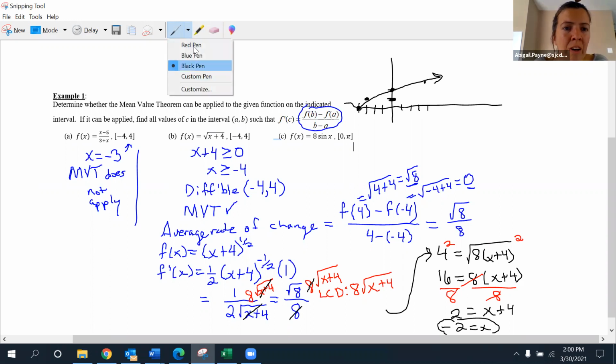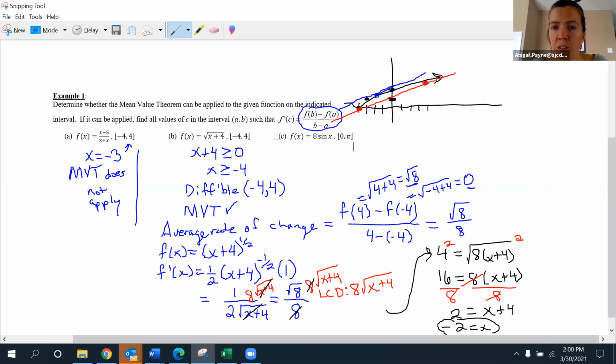What I want to draw is the secant line through these endpoints, negative 4 and 4. So the secant line looks something like this. And if you picture the tangent line at negative 2, right here, it's believable that the tangent line at negative 2 would be parallel to the secant line through those two endpoints, which is one way to interpret the mean value theorem. Okay, so that's example B.